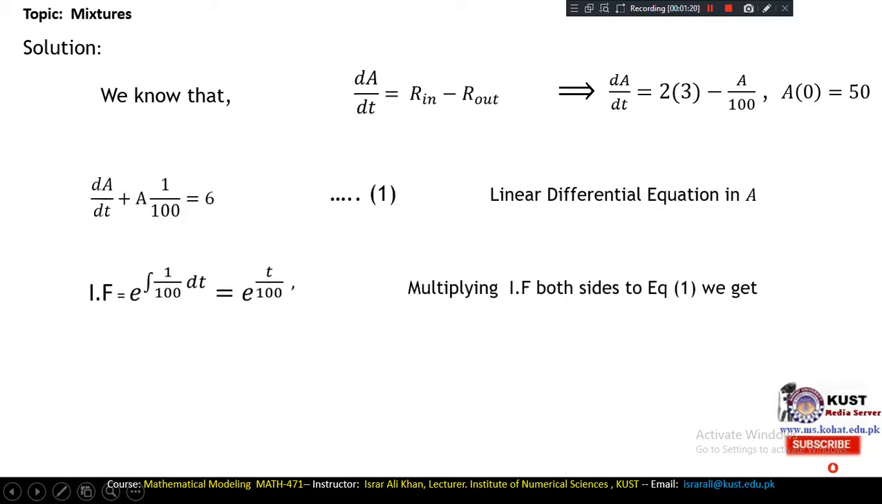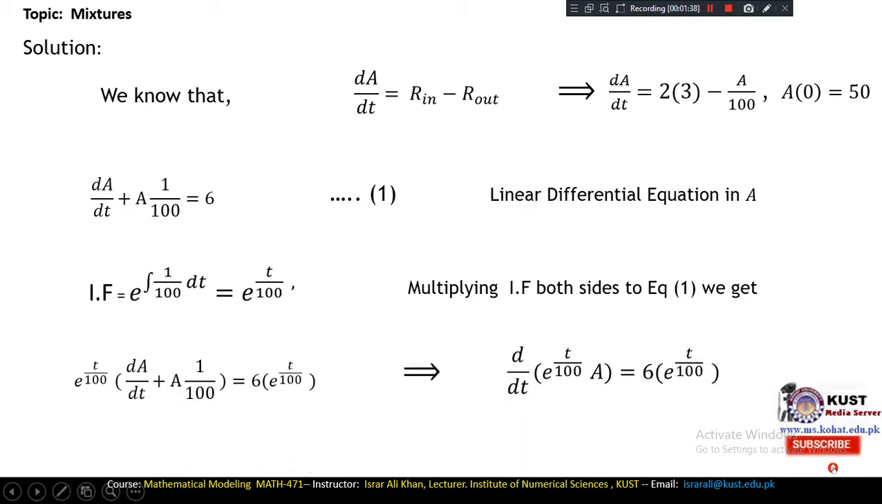And you can see this becomes a linear differential equation in A, and we know how to solve a linear differential equation. We find the integrating factor e raised to the power of the integral of 1 divided by 100 dt. This becomes e raised to the power t divided by 100. We multiply this integrating factor on both sides of equation number 1, and then it becomes d divided by dt of e raised to the power t divided by 100 multiplied by A. If we use the product rule of differentiation, we can easily get this previous step.